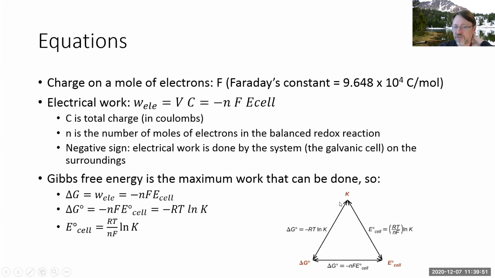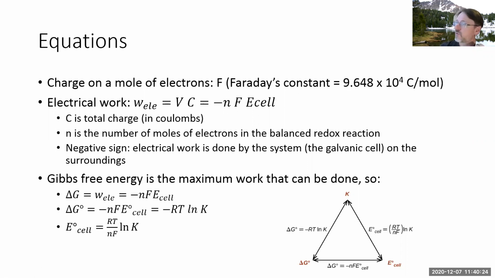So we've got this relationship here, this triangle over here, that shows how to convert among the standard Gibbs free energy, the standard cell potential, and the equilibrium constant for any redox reaction. This triangle is in the textbook, so don't scramble to write it down right now. You can find it in there to work with. So this is what we do if we are looking at standard conditions.